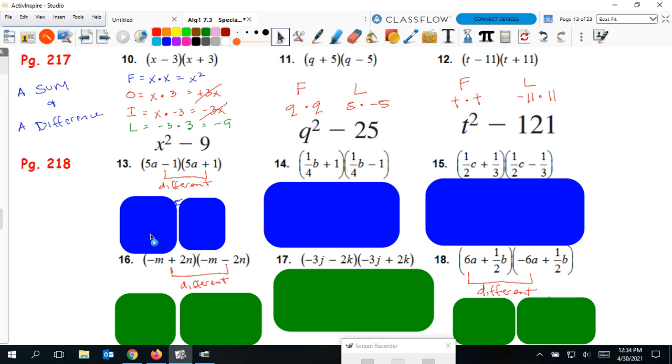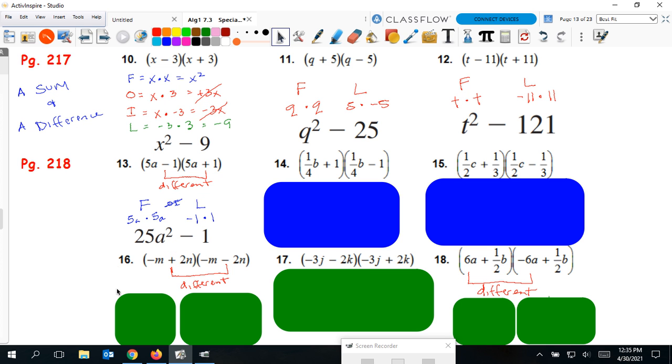So for this one, if we do the first terms, 5a times 5a, we're going to get 25a squared for the first part. Your O and your I, that would cancel out. You could see that. You would get 5a for the outside, negative 5a for the inside. They're opposites. So now we would just do the negative 1 times the positive 1, and that's for our last one is negative 1. So 25a squared minus 1 is our answer on that one.